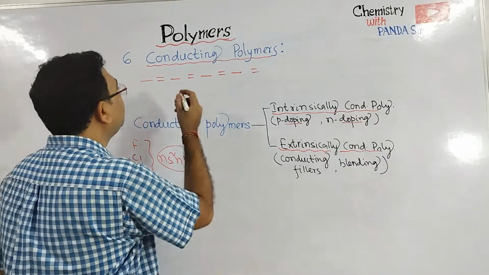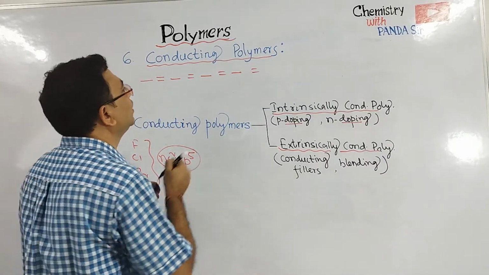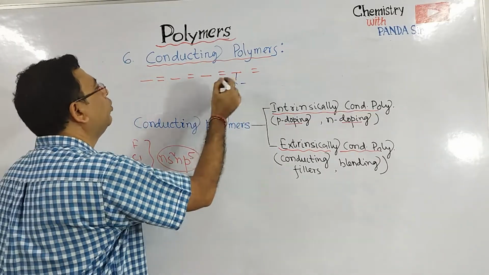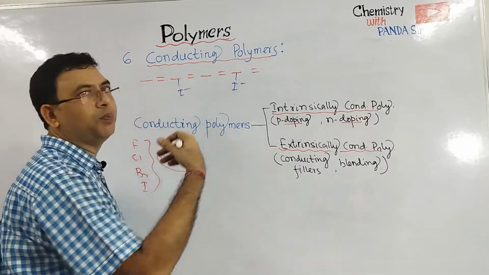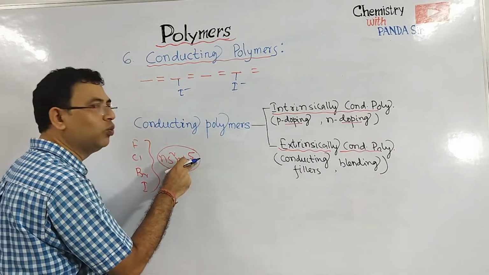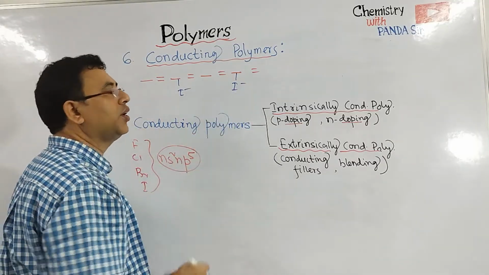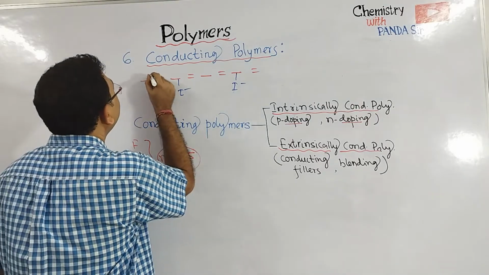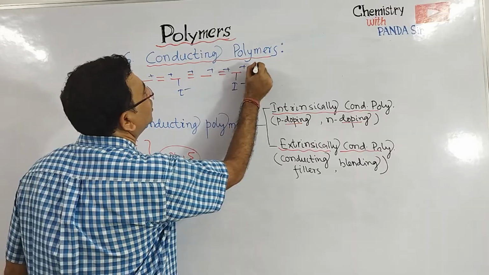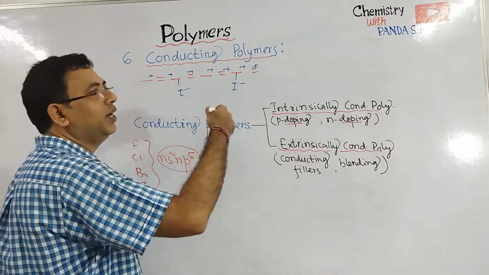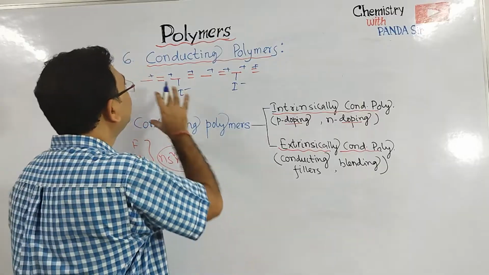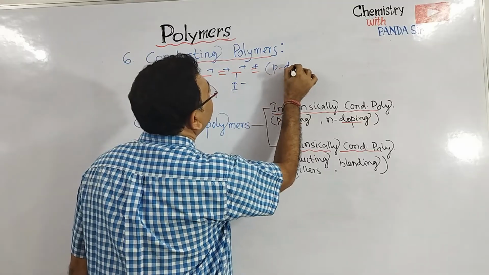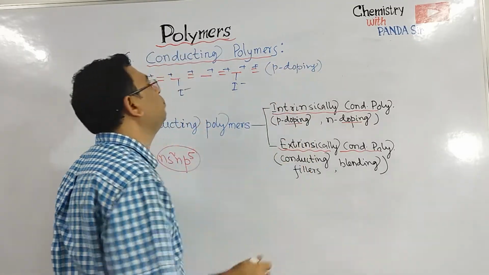Now in the polymer chain, suppose I dope iodine, I minus. What will happen? Iodine will take an electron from the polymer chain because iodine desperately needs one electron. It acts as a Lewis acid. So it will take one electron from the polymer chain and create a positive environment in the polymer. By this way, they enhance the conductivity. Since there is a positive charge in the polymer chain, it is known as p doping.